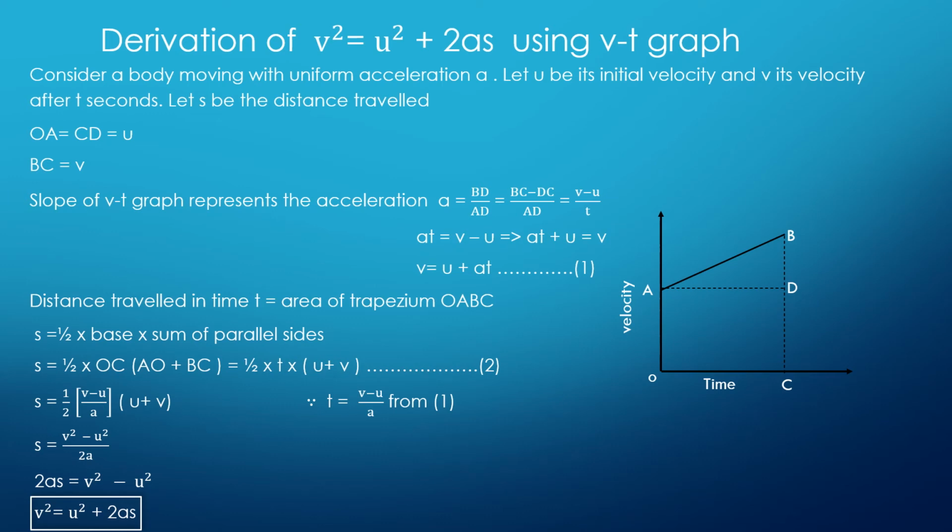S is equal to half V minus U by A into U plus V. And again, solving this equation, S is equal to V square minus U square by 2A, and taking 2A to the LHS, 2AS is equal to V square minus U square, or V square is equal to U square plus 2AS. This is the required equation. Till now we have derived 3 equations of motion. These equations of motion are very important as far as your examination is concerned.